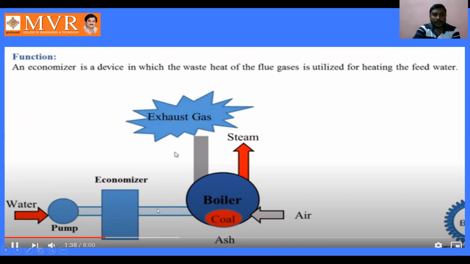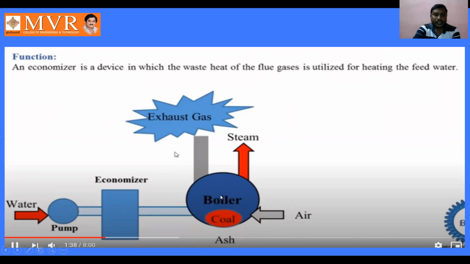See here, the economizer is connected to the boiler. Means in the boiler we are having feed water. For heating of this feed water, the economizer is used to get the waste heat from the flue gases, and it is used for the heating of the feed water.